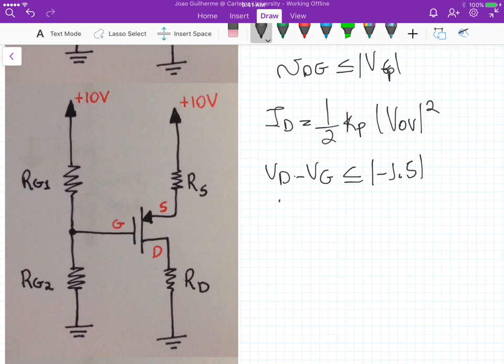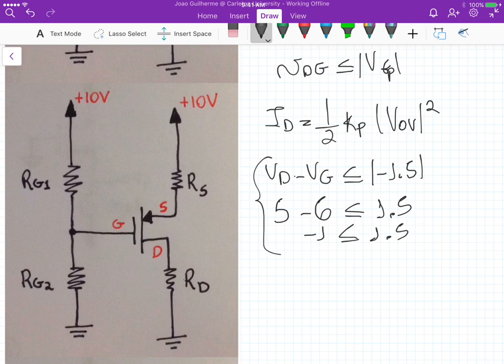VD we know is 5 because that's what we want, minus 6, the voltage at the gate we also want. That should be less than 1.5. And indeed it is: minus 1 is less than 1.5. So based on the conditions that the problem gives us for VD and VG, we know that it's working in the saturation region, so we can use this equation here.